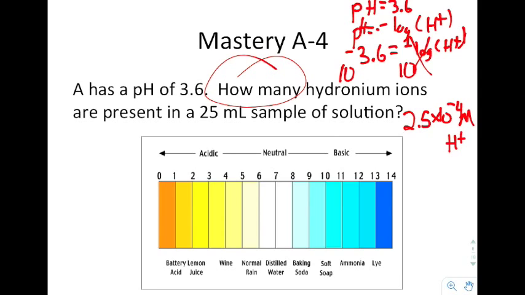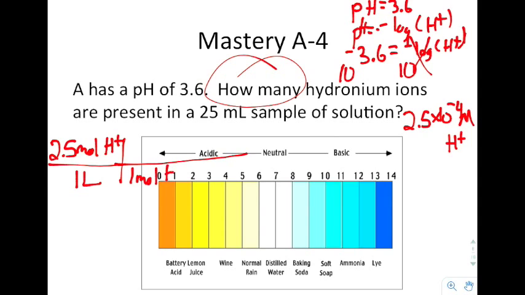So I'm going to say I have 2.5 times 10 to the minus 4th moles of hydronium ions for every 1 liter. Remember, that's the definition of molarity from Unit 9. So now that I have this, I can say, for every 1 mole of hydronium ions, that's 6.022 times 10 to the 23rd hydroniums. Okay, so if I were to stop right here, I would have the number of hydronium ions that are in 1 liter based on my concentration.